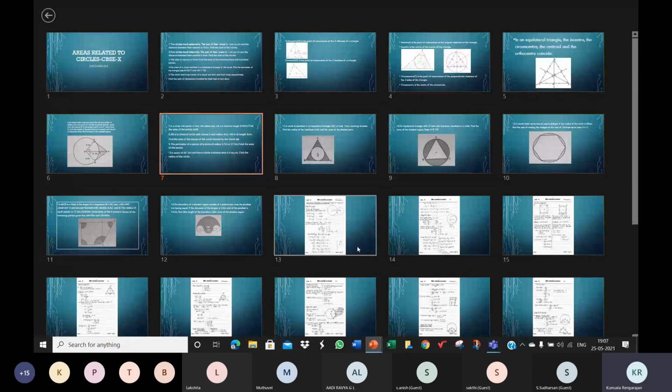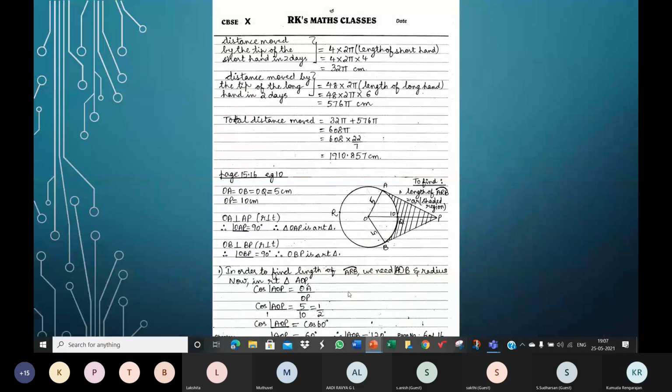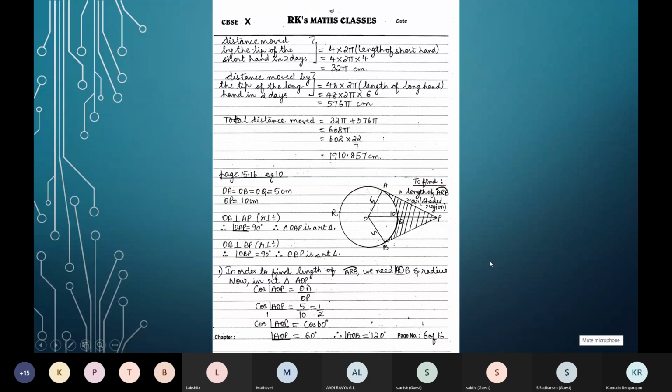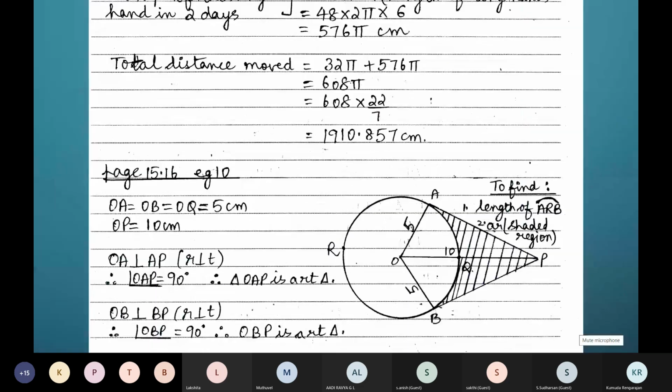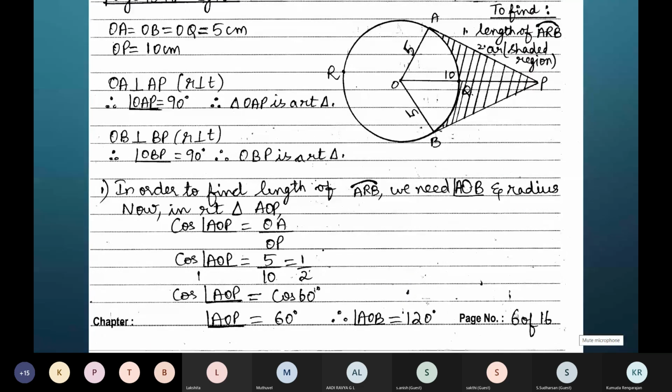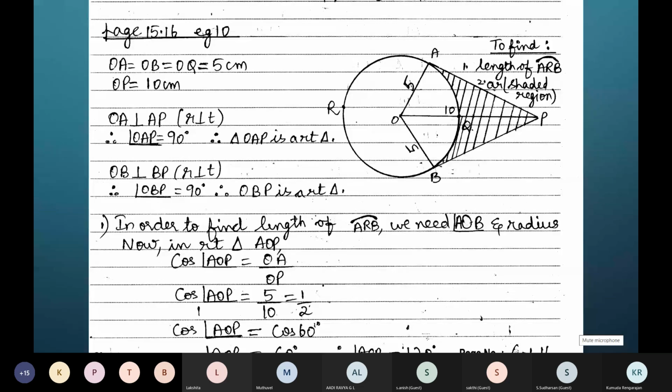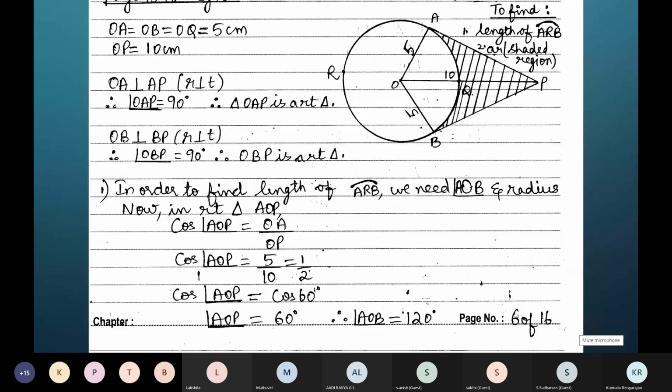Please complete the answer now, children. Please complete the answer now in the class. We discussed the answer. Please complete it now.